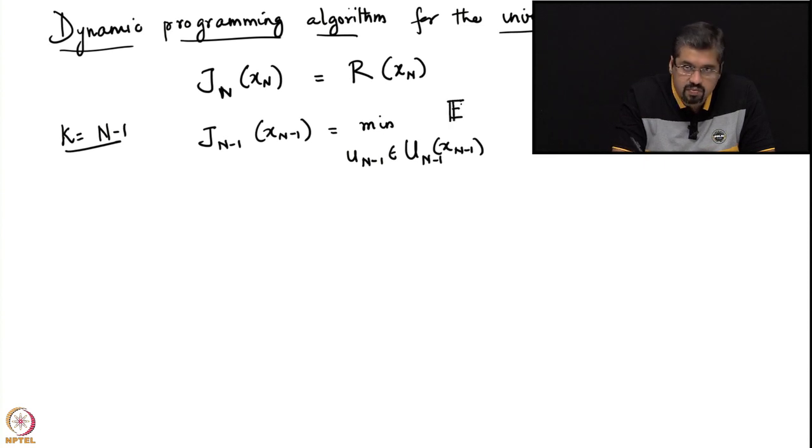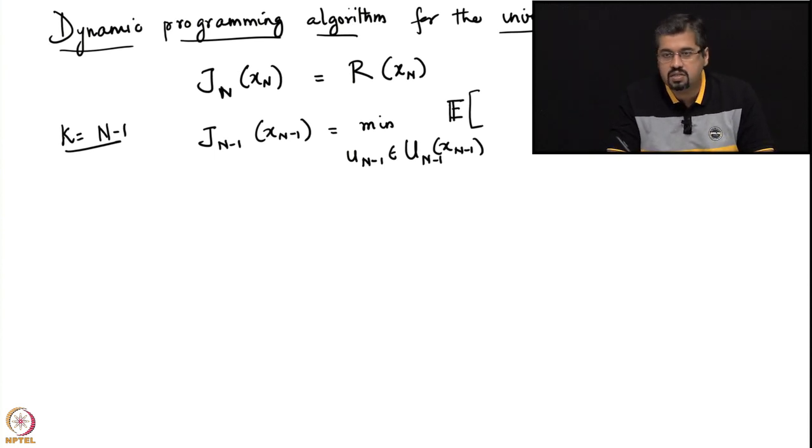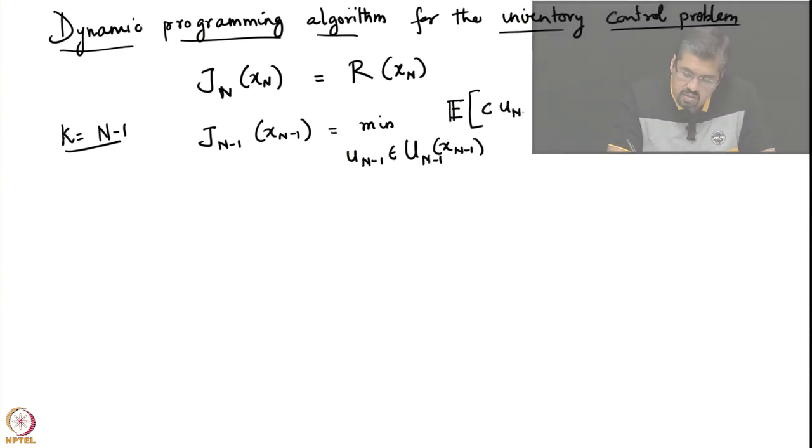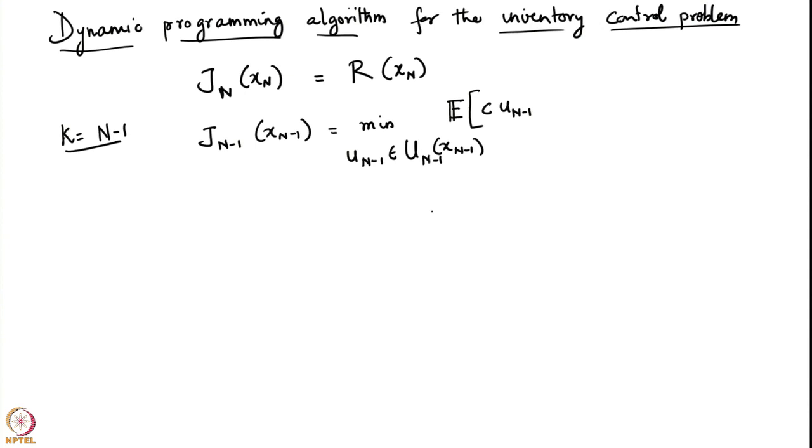the expectation of, what is the expectation over? The expectation is over the stage-wise cost. Now, what is the stage-wise cost that you have? Well, if you order inventory worth u_{n-1}, the cost that you would incur is equal to c times u_{n-1}. So, this is the cost of ordering inventory u_{n-1}.